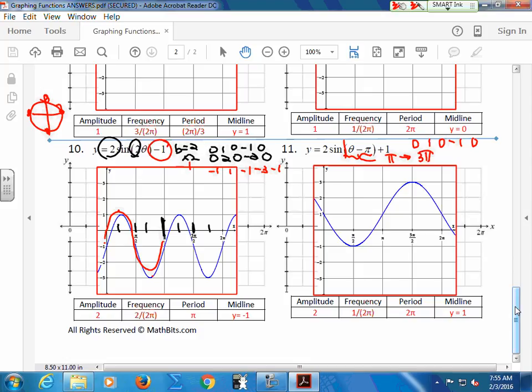3 pi. What's this 2 doing to me? Amplifying. So take all of these, multiply it by 2. 0, 2, 0, negative 2, 0. What's this doing? That's just a vertical shift. Where? Up 1. So add 1. 1, 3, 1, negative 1, 1.